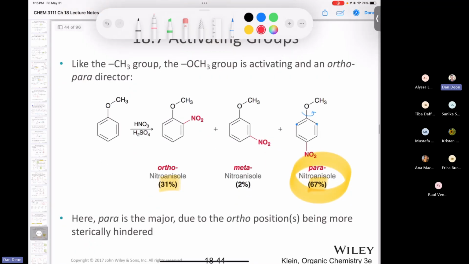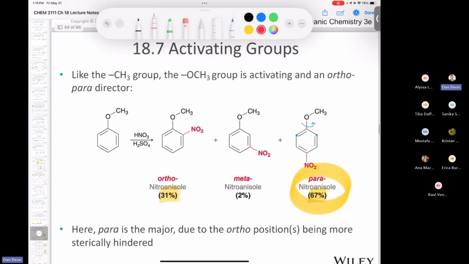So statistically, for the anisole, it turns out that most of the nitration or substitution would occur at the para position, and that's because the methoxy group is significantly larger than the methyl group. It's got free rotation, and so it blocks out the ortho position.